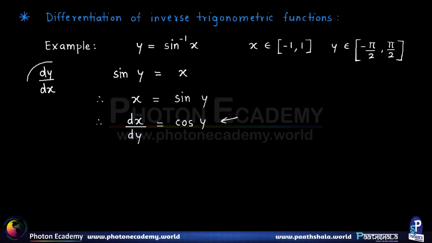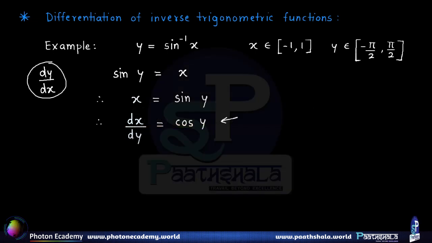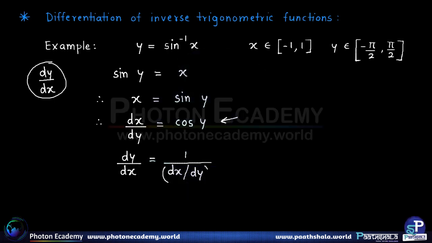But we had originally started to find the derivative of y with respect to x, and hence using the formula that we just saw, the derivative of the inverse function is given by 1 upon the derivative of x with respect to y, right? So therefore here we get 1 upon dx/dy, which is 1 upon cos y.